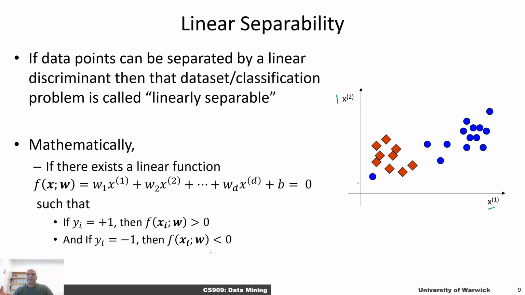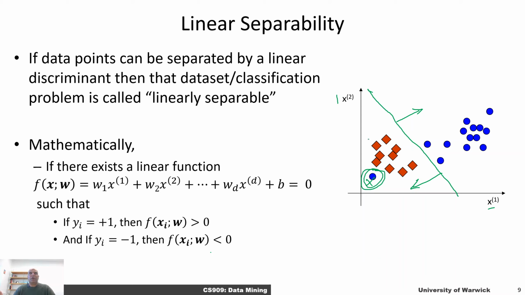In this particular example, as you may have noticed, it is not possible to have a single function or a single line so that everything above the line is going to be one class and everything below the line is going to be another class, because of this single example. So what we would say is that this particular data set is not linearly separable. If this blue example were not there, then we would say that this data set is linearly separable, or we can use a linear classifier to classify it with 0% error over the training data set.